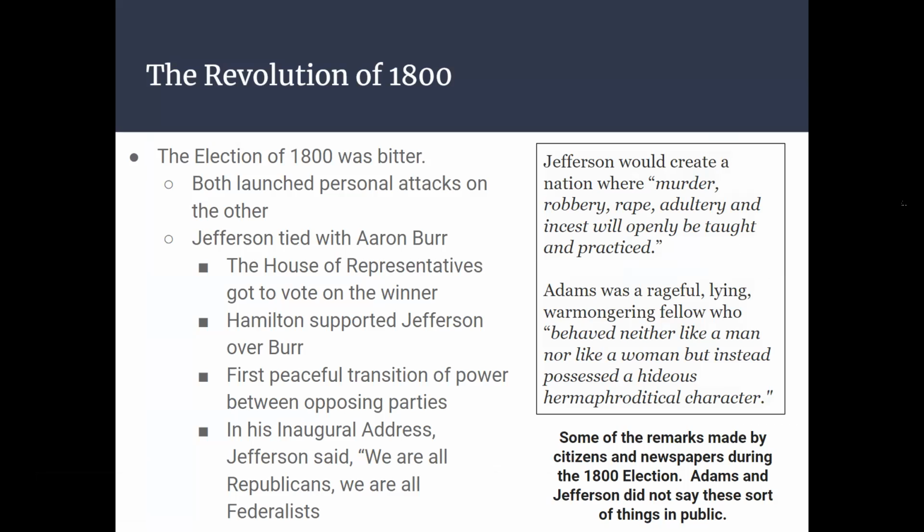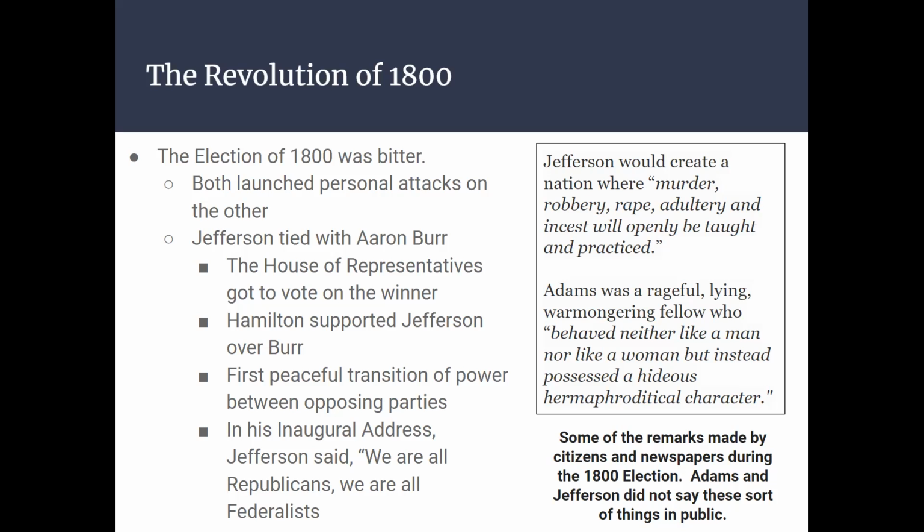Now, in 1800, there's another election. This time, John Adams is running again, and everyone expects that Thomas Jefferson will be competing for the presidency again. Now, as the election is taking place, the remarks and personal attacks against each other are terrible. Here you can see one. Jefferson would create a nation where murder, robbery, rape, adultery, and incest will openly be taught and practiced. And then Adams was a rageful, lying, warmongering fellow who behaved neither like a man nor like a woman, but instead possessed a hideous hermaphroditical character.